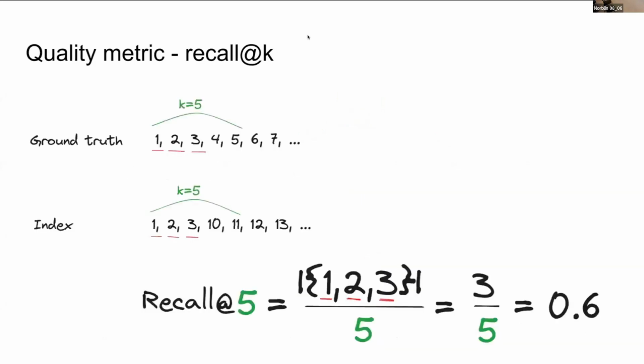And what we would do then is calculate the size of that intersection over k. We had 3 neighbors in common, which is 3 over 5, which is equal to 0.6. So if we say something like recall at 5 is equal to 0.6, that is the fancy way of saying that out of 5 nearest neighbors, 3 were true nearest neighbors. And we would take this approach, run many queries, and average the recall at k. This gives you the metric which will be used to compare indices.